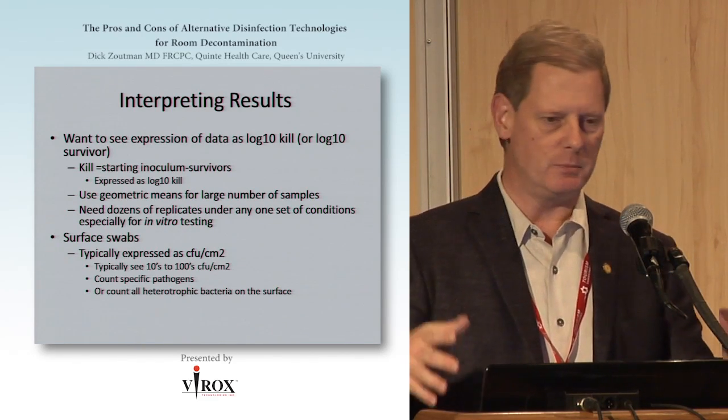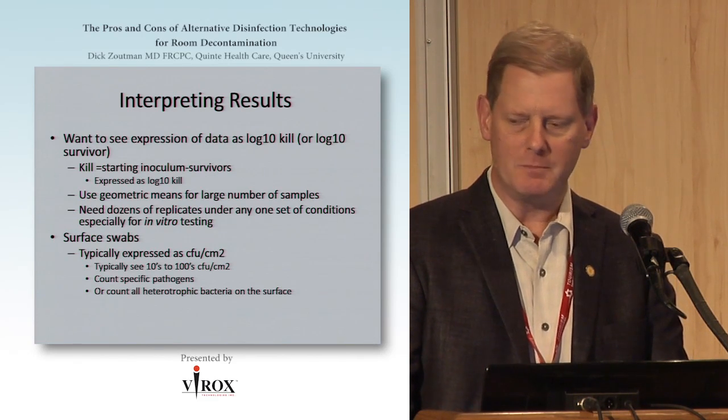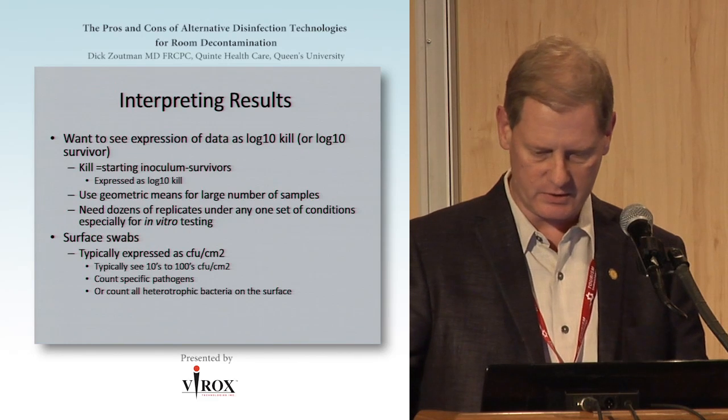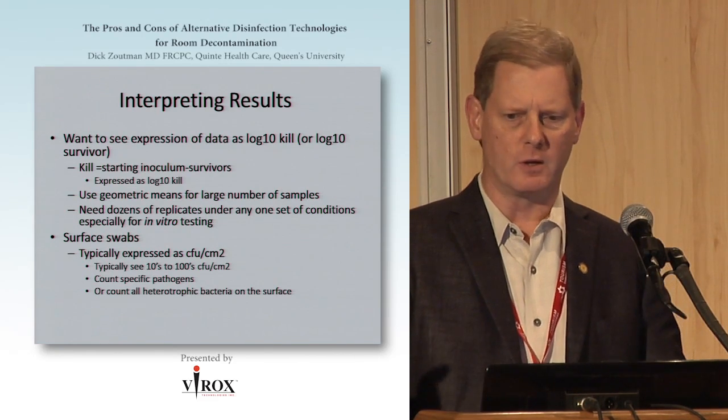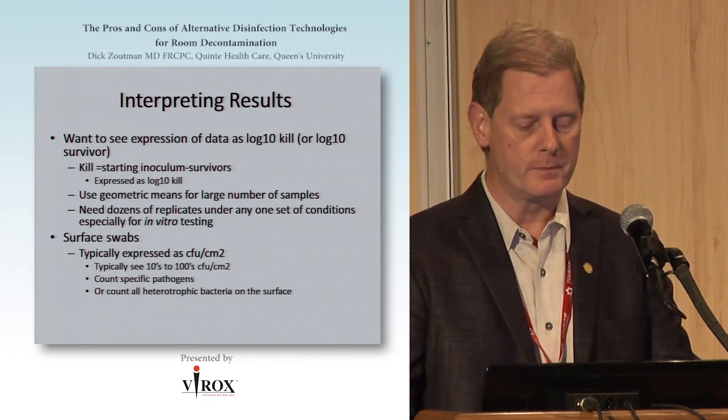Ideally, any mean should be geometric means, particularly if there's a large amount of data. They need many, many replicates. It depends on the study design, but 3 or 4 or 5 or 6 replicates is interesting and valuable, but it's only a starter.